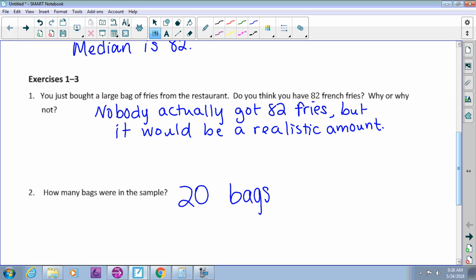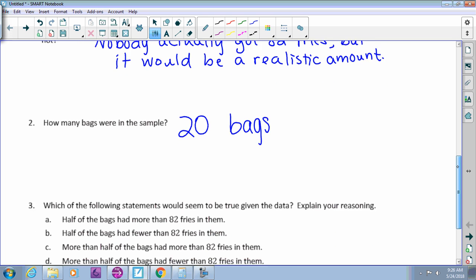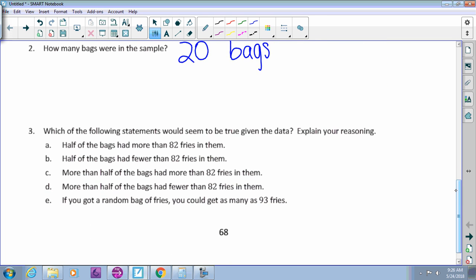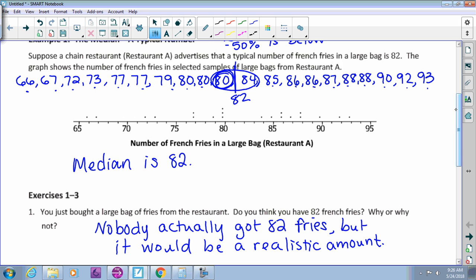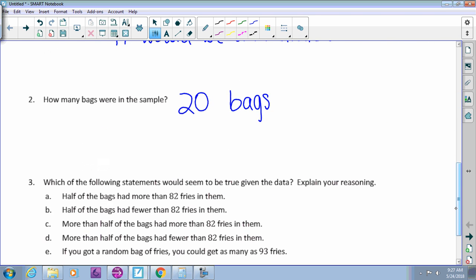You can just write 20 bags. All right, the next question. We're not really going to explain the reasoning in writing, but it says, which of the following statements would seem to be true given the data? Half of the bags had more than 82 fries in them. Is that a true statement? Yes, that is the definition of the median, that half of the data is above that value. So yes, that's true. Would it also be true that half of the bags then have fewer than 82 fries? Yep, that's also true. Good job.